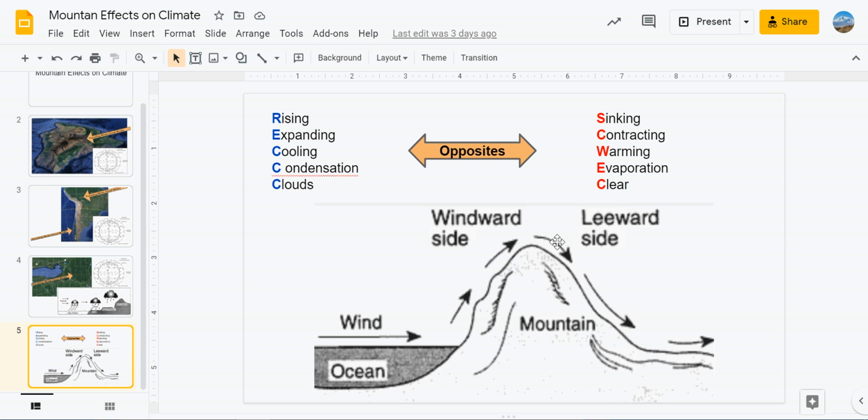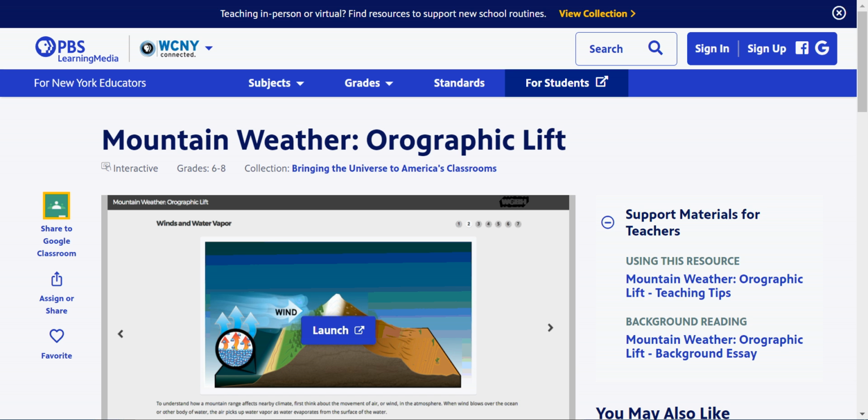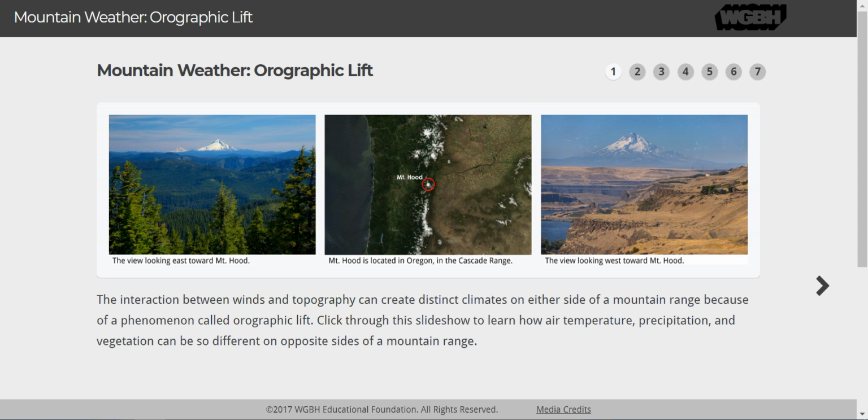And then when the air gets over the mountain, the opposite happens. The opposite of rising is sinking. When the air sinks, the opposite of expanding is contracting. The opposite of cooling is warming. So you get rec, schweck. Warming makes evaporation, and when water evaporates, it becomes clear. So the clouds leave.